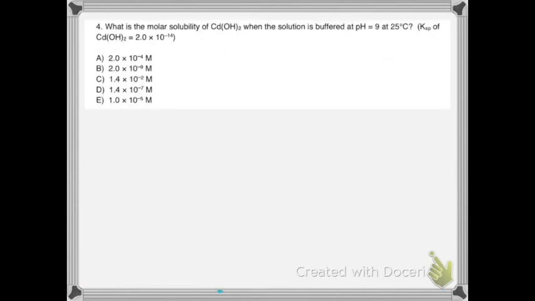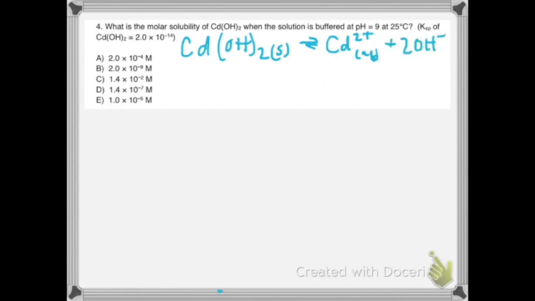Okay, so for number 4, they're asking us to figure out the solubility of cadmium hydroxide. They give us a specific pH, and they give us the equilibrium constant for the dissolution. Let's start by writing the expression, or the equation for the dissolution. So cadmium hydroxide, solid, right, because we're trying to dissolve a solid in water, is in equilibrium with cadmium ions, which are now aqueous, and 2 hydroxides.